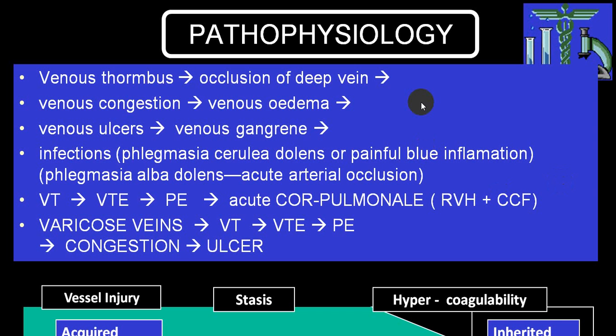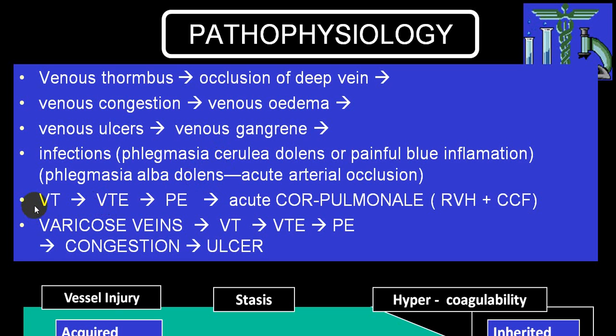Now what happens? Whenever there is a venous thrombosis, there is an occlusion of a deep vein. So there is venous congestion. It can lead to venous edema. Secondary to venous edema, ischemia, ulceration, and it can end up with venous gangrene. And secondary to infection in that obstructed vein, you can get phlegmasia caerulea dolens, or painful blue inflammation. And if there is an acute arterial occlusion along with that, it can give rise to phlegmasia alba dolens. This is blue, this is pale.